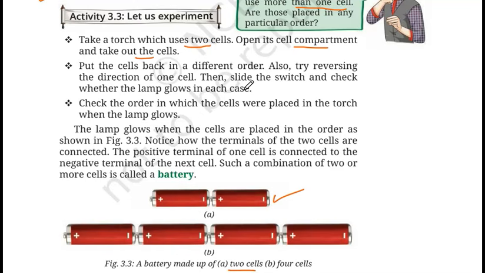So what you are going to do is a little experiment with your torch. Take it out, open it, and then try inserting the batteries in different orders. Reverse the order of one battery, then reverse the order of the first battery. And every time you do this, you switch on the torch and see if the light is glowing or not. Check for which order the light glows.